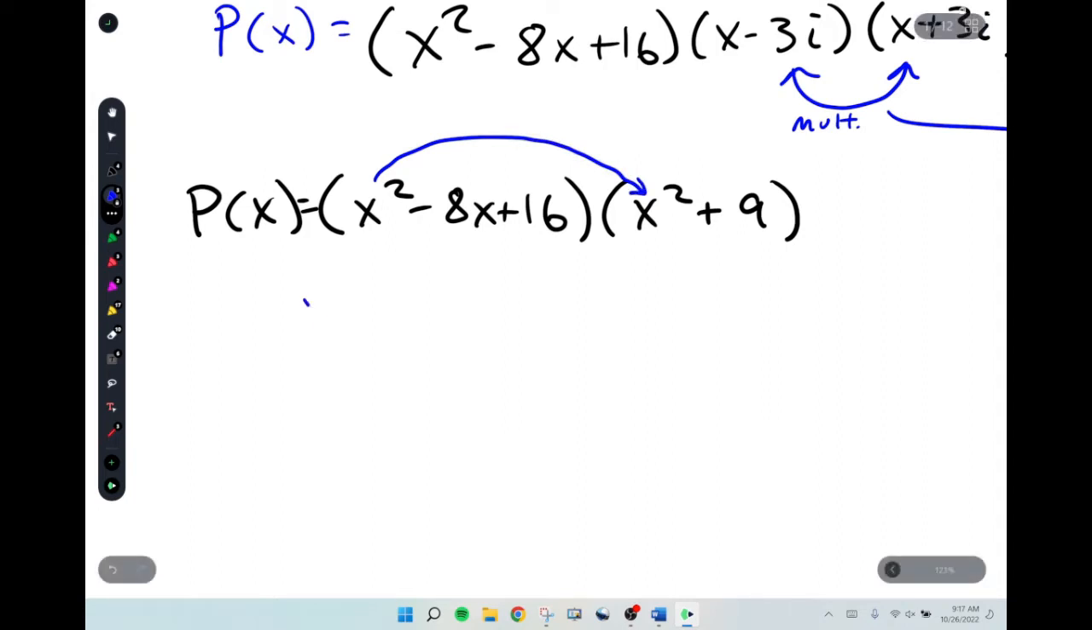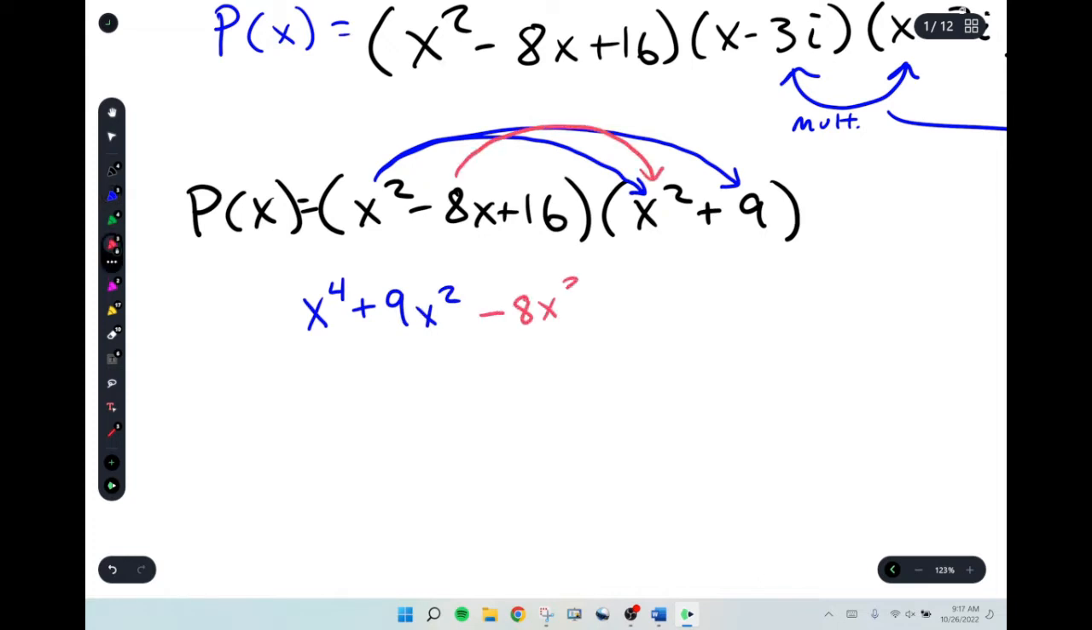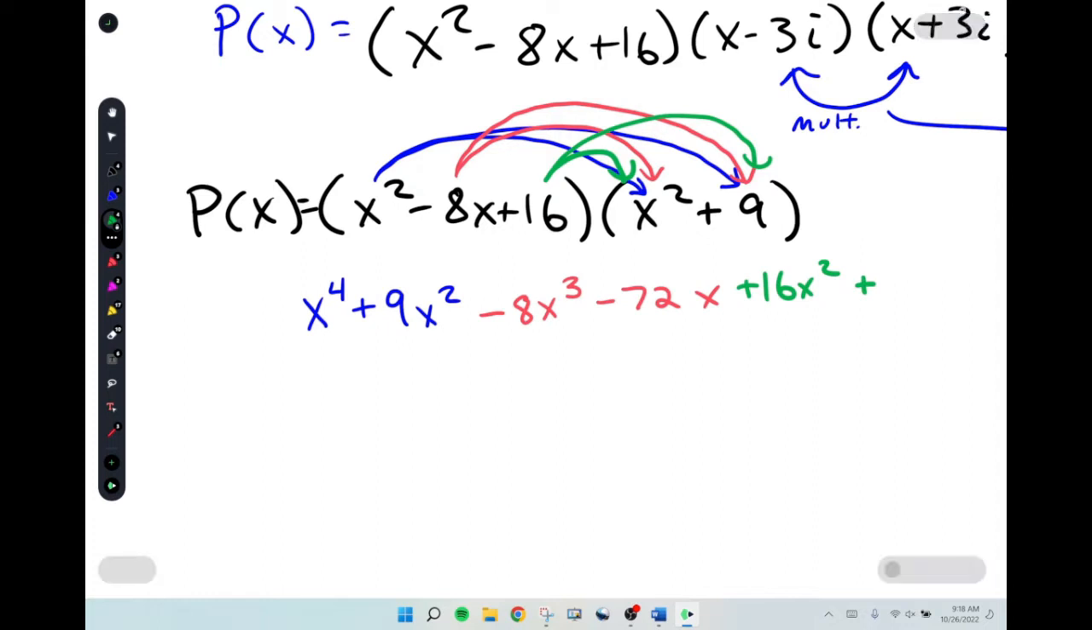X squared times x squared is. X squared times 9 is. Good job. Negative 8x times x squared is. Negative 8x times 9 is negative 72x. I beat you. I'm just kidding. 16 times x squared is. And 16 times 9 is. Ends with a 4. 9 times. Yeah, just do it. Calculator. 16 times 9 is 144.